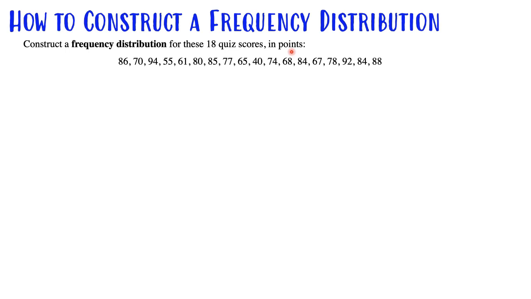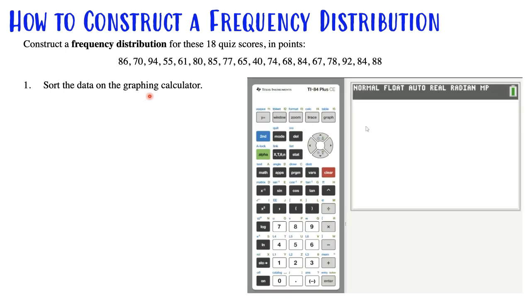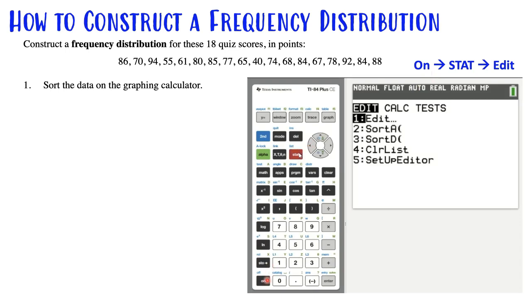If you have a large set of data in front of you, what might be helpful is if you first sort the data on a calculator of some sort, or you could just do it by hand manually. I'm going to demonstrate how to do this on the graphing calculator in case you were curious. The first thing you're going to want to do is turn your calculator on.